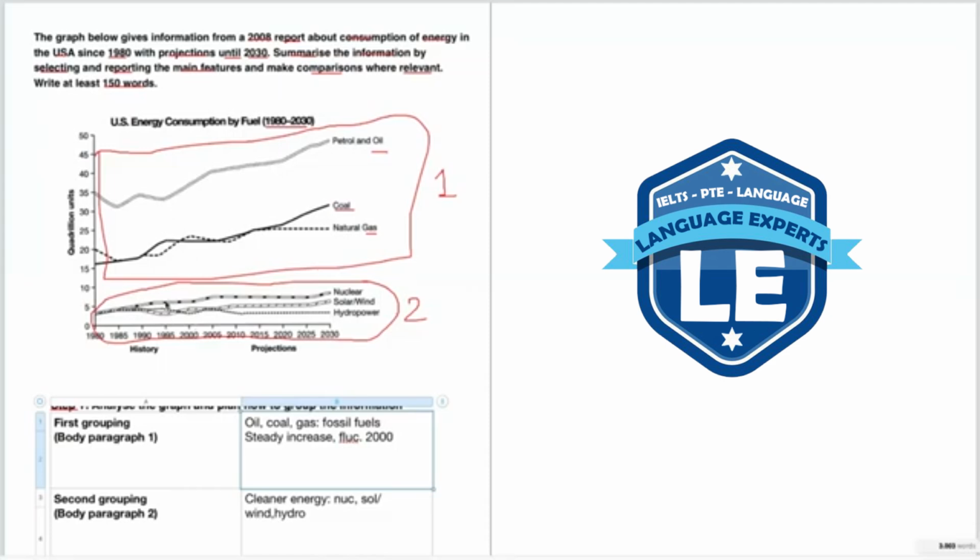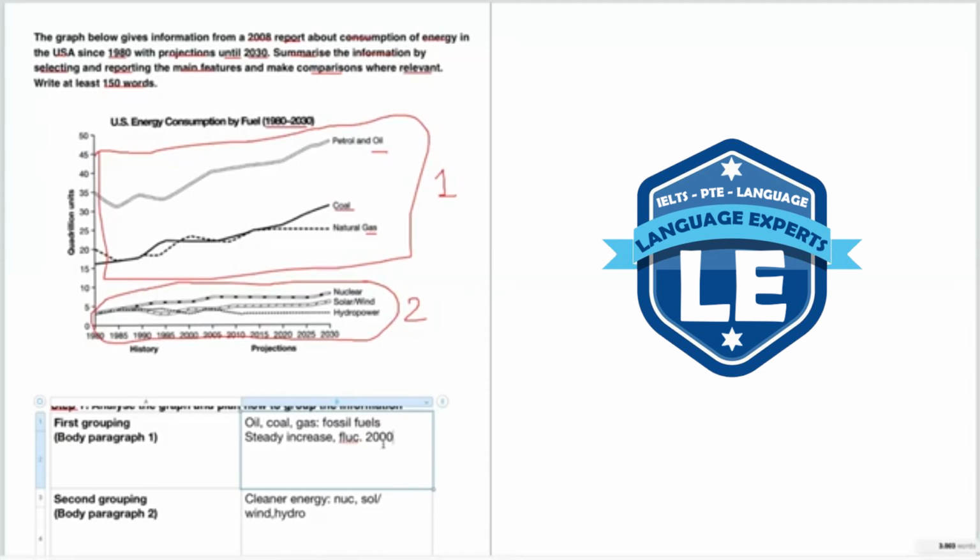The last dip happened around 1995. So I'm going to say from 2000 onward, it has been steadily increasing. There aren't any significant dips like we see here in 1995 and in 1985. Coal has also had a similar trend. Its lowest point looks to be around 1990, and then it has continued onward.